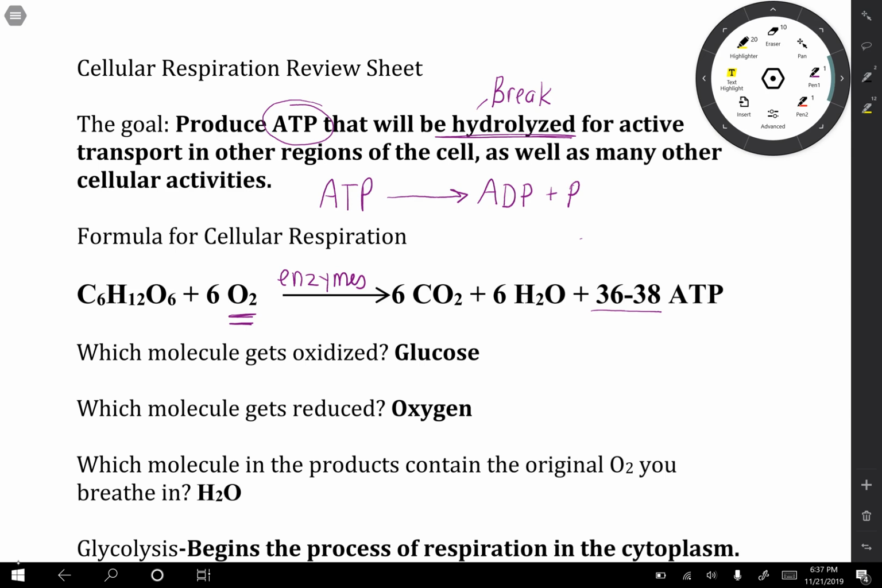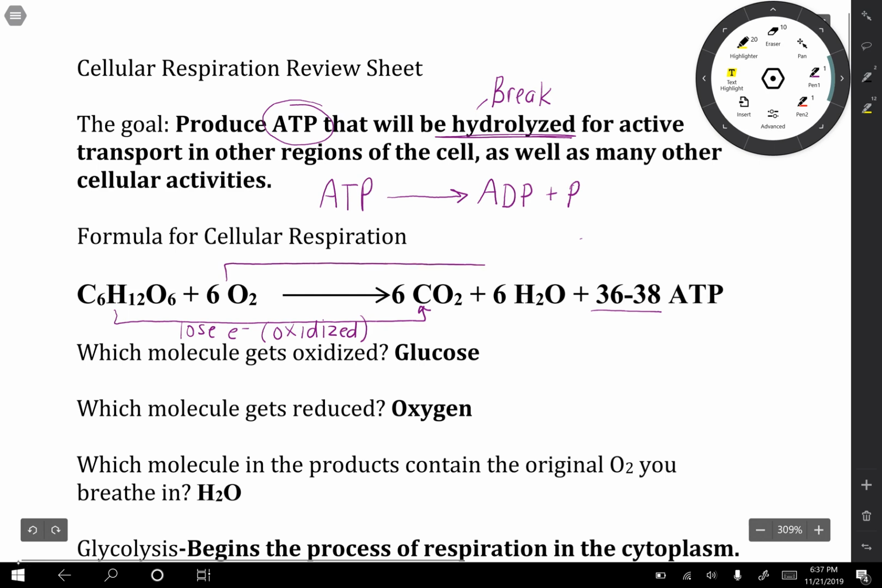Well, what's going to happen here is these molecules, either the glucose or the oxygen, are going to be oxidized or reduced. So let's get rid of this for now. And let's start with the glucose. The glucose is going to lose its hydrogens, and it's going to become CO2. And what is going to happen there is you're going to lose electrons, aka you are oxidized. The O2 is going to gain those electrons, and that is said to be reduced.